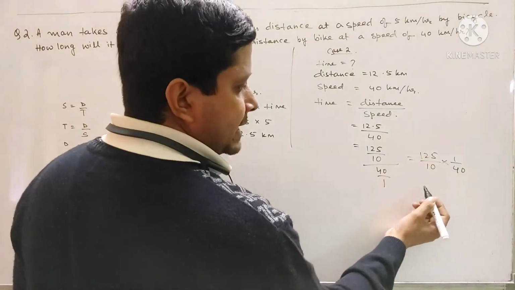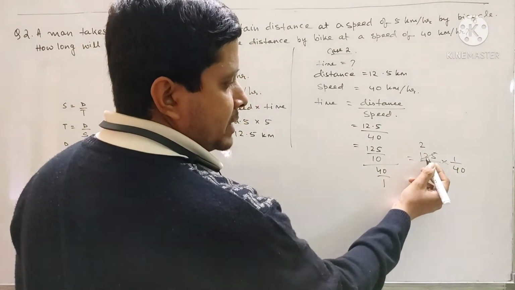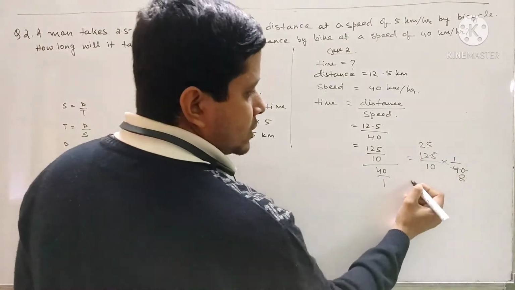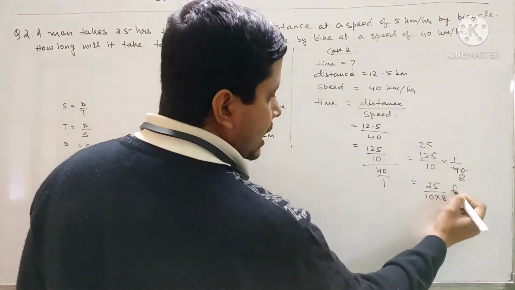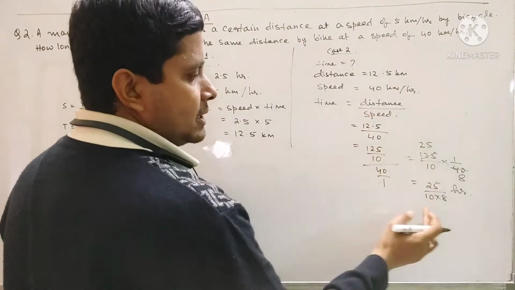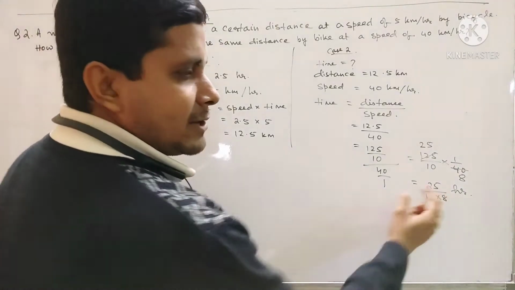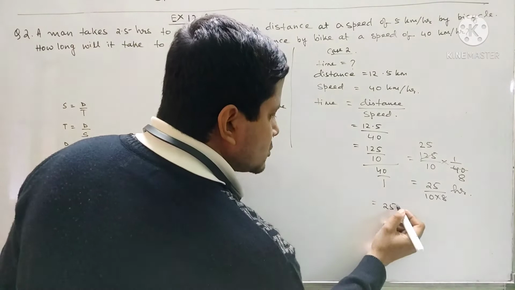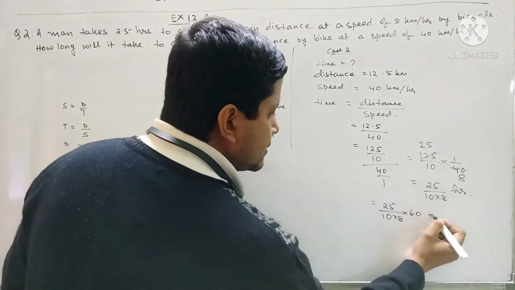Now it will get cancelled. 5 twos are 10, remaining is 2. 5 fives are 25 and 5 eights are 40. So it has become 25 by 10 into 8 hours. Remember it is in hours because kilometer per hour and kilometer are there, so time will be in hours. We will convert this into minutes because it is coming in fraction. How will we convert this into minutes? 25 by 10 into 8 into 60 minutes.